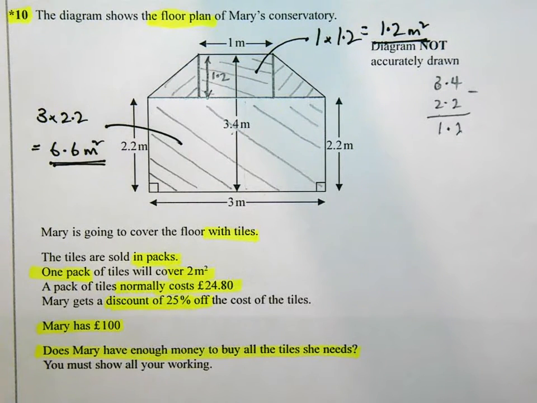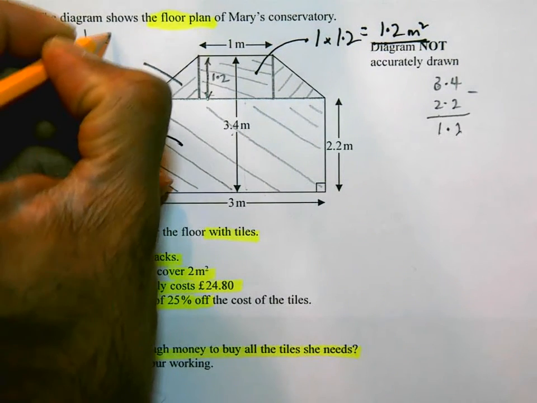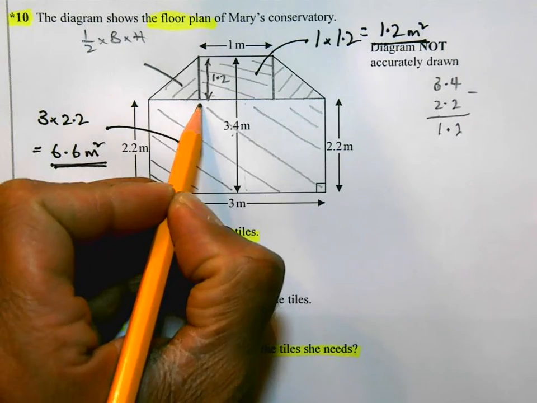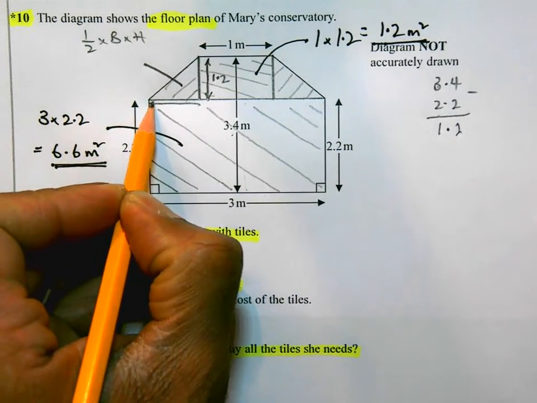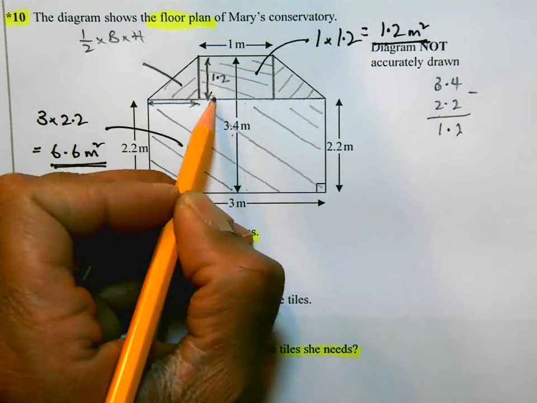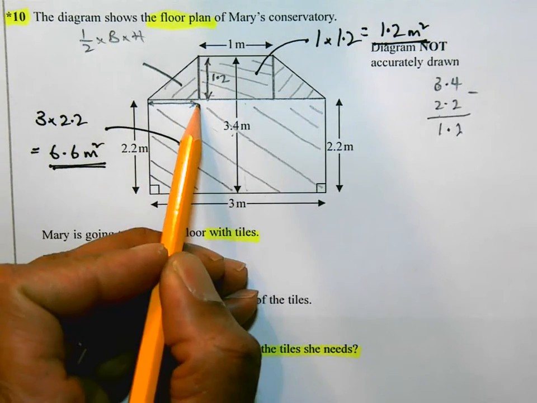Next, I'm going to work out the area of this triangle. To work out the area of a triangle, it's half times base times height. Okay, the base of this triangle is distance here, and I don't know it. It hasn't been given to me in the question. I know its height is 1.2. So let's think about how we can work out the base of this triangle.